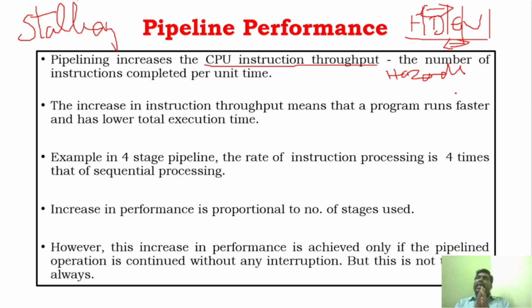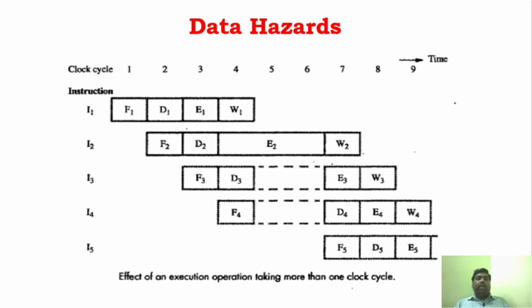Now you understand what pipelining performance is all about. It is all about increasing the throughput. And very importantly, the performance of pipelining will be degraded if there is a hazard, if there is any interruption. When you speak about hazards, there are different types of hazards. There are 3 different types of hazards. First, you have to understand what they are. That is data hazard.